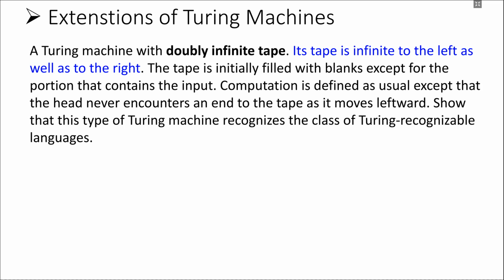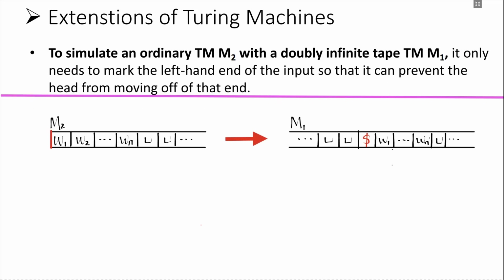Now in this modified machine, this restriction is lifted. The head never encounters an end to the tape as it moves leftward. But we can show that removing this restriction does not add power. We show that these two machines can simulate each other.